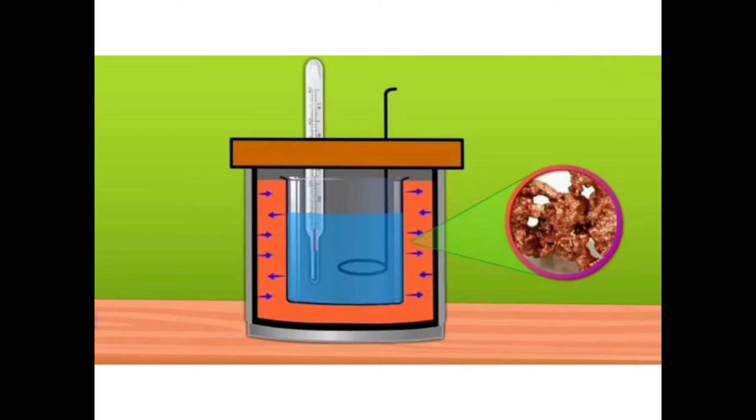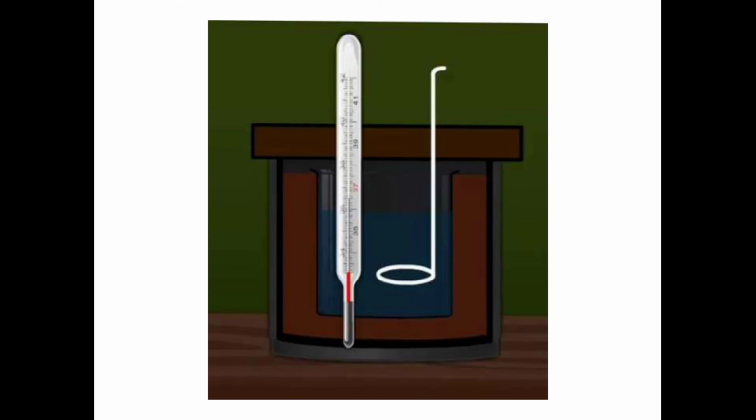Here I'm just showing you the insulating material which is there inside, so that heat transfer doesn't take place. So these are the important things we are going to use. We are going to use the temperature measuring instrument, that is the thermometer, and we are going to use the stirrer to do it.